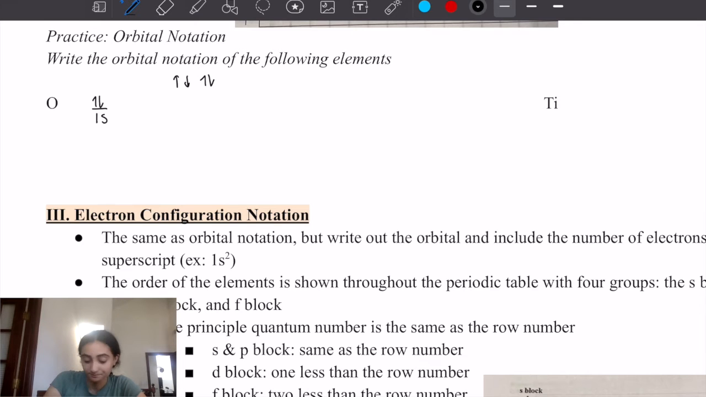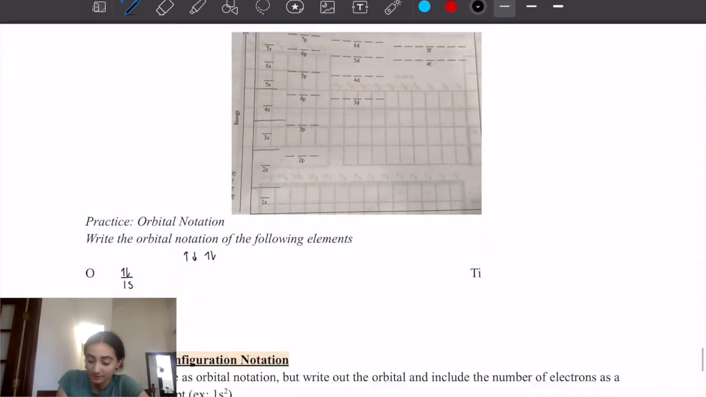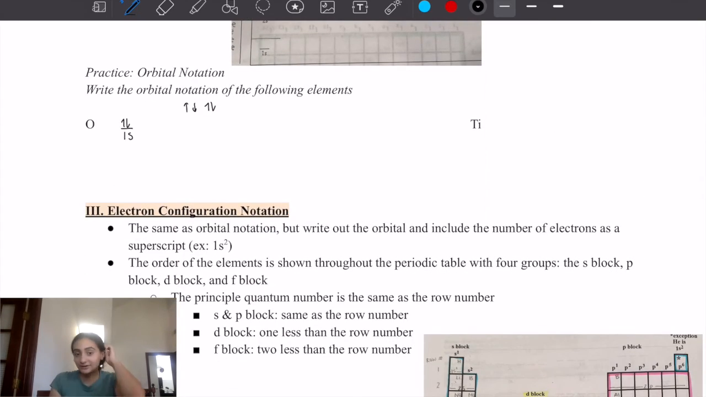This is just quicker for me. And we know that the principal quantum number of oxygen is going to be 2 because it is in the second row, which means it will have 2 orbitals. We can also calculate the angular momentum quantum number, which will tell us the different kinds of orbitals we are going to have.